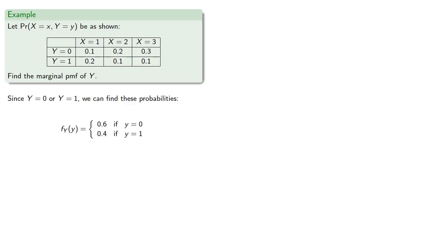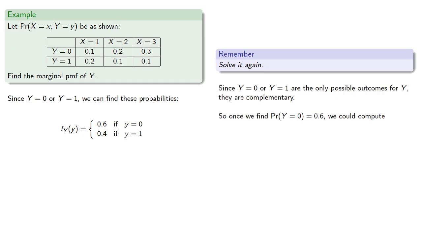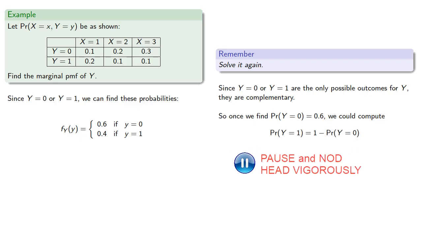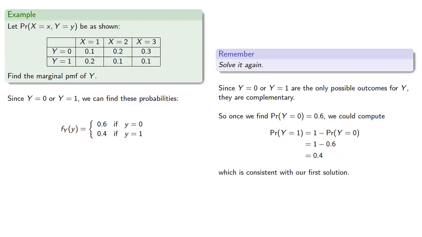And a useful strategy in life and in learning math is to solve it again. Since y equals 0 and 1 are the only possible outcomes for y, they have to be complementary. So once we find the probability that y is 0 is 0.6, we could compute the probability that y equals 1 as, which is consistent with our first solution.